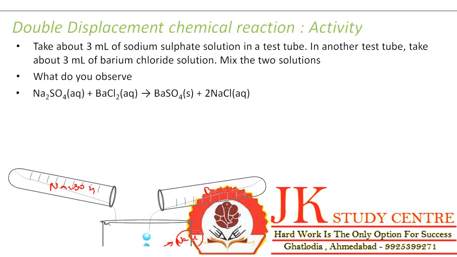So when you mix these, you get some precipitate and you also get a solution. This is the reaction that happens: Na2SO4 plus BaCl2 gives BaSO4 plus NaCl. In this case, sodium and chlorine form a pair, correct? They give NaCl. And the sulfate and barium form a pair, giving barium sulfate. That's what happened. This is one of the activities to observe this double displacement chemical reaction.